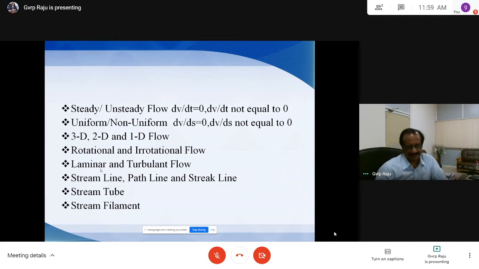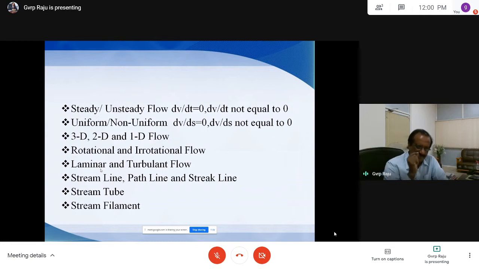Similarly, path line. Path line is a line traced by a single fluid particle over a period of time. Now the time is not constant. With the variation of time, if you consider the path of the single fluid particle, then it is a path line. In other words, it gives the direction of a single fluid particle over a period of time. So here the particle is single and the time is variable.